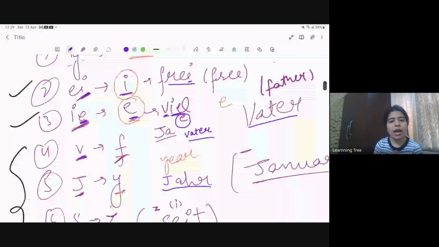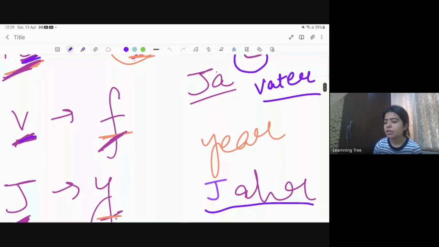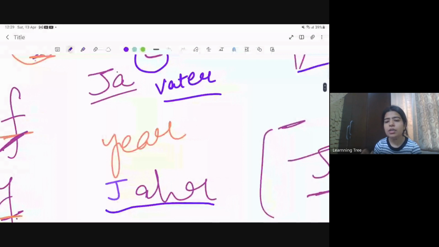Then EI will become I, so frei. And IE will become E. So if you see this word, this is called viel. Yeah, IE is becoming E, viel. Then if a word is starting from V, pronunciation will be F. So this word is Vater. Starting from V, pronunciation F. Vater.